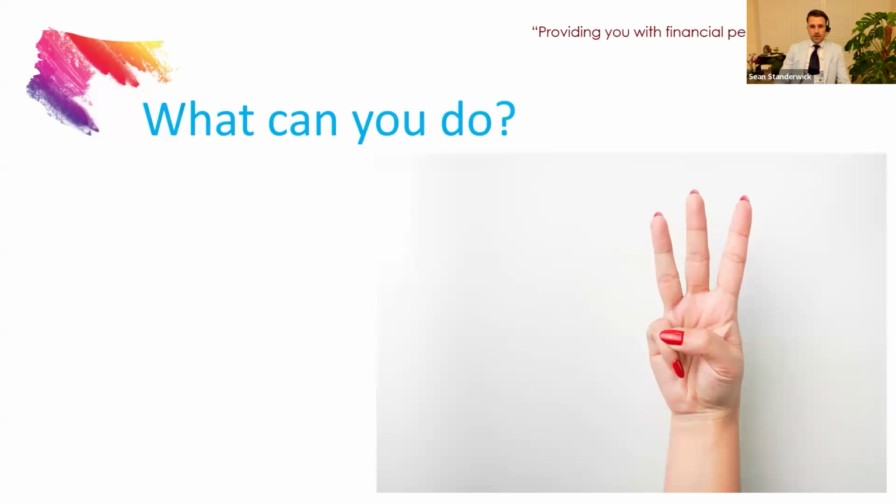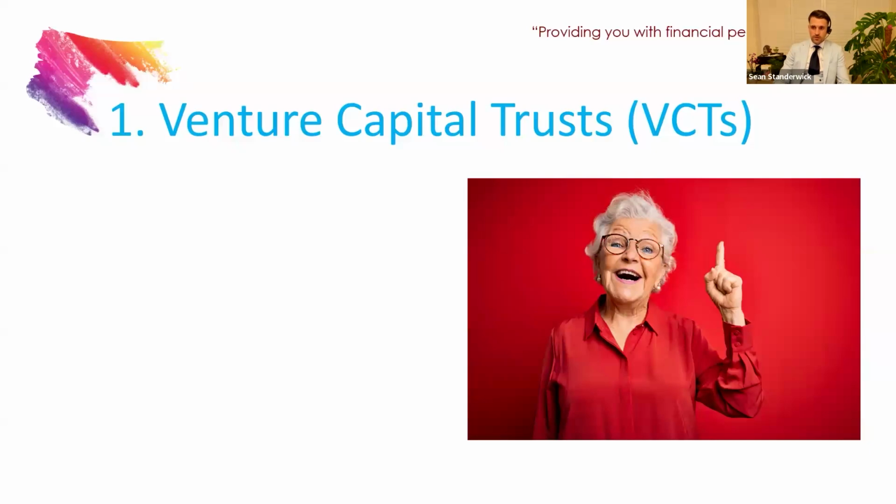So what can you do about it? We've talked about the problems, given that foundation of how you're taxed on your income. So we're going to now go through 3 solutions. The first one I want to talk to you about is venture capital trusts, or VCTs.